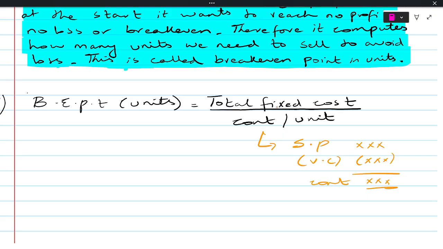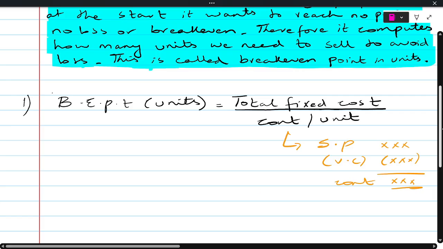And total fixed cost is always given to you in the question, right? So you will take the total fixed cost divided by the contribution per unit, and you'll have your break even points in terms of units, that in units how many do I need to sell in order to achieve the break even. Is this clear?